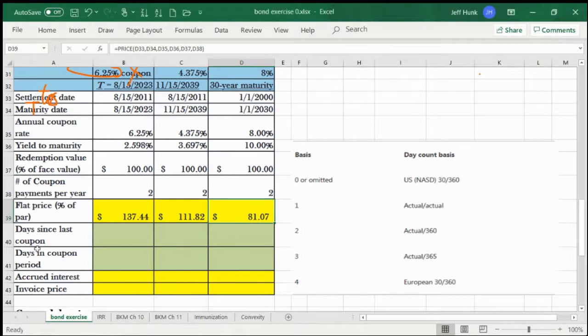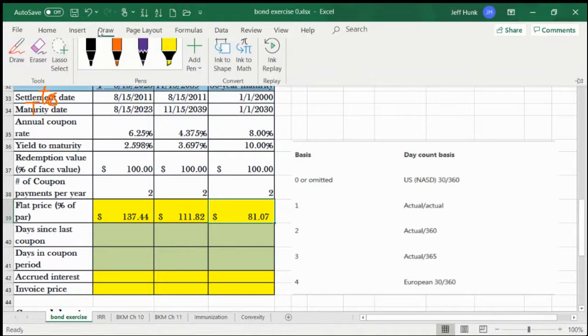So we got, now, and you might wonder, but you all understand this is all percentage of the par value, so it's not $137 or $81. It's $1,374.40. It's like $1,118.20, and this is $810.70, right?